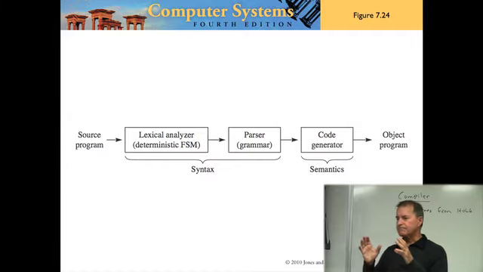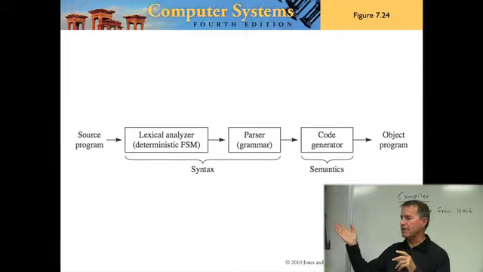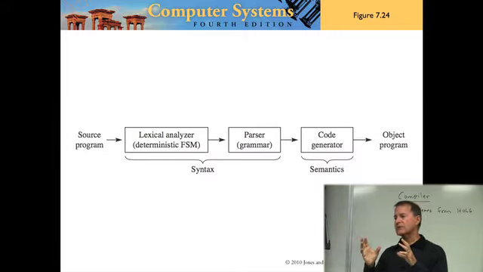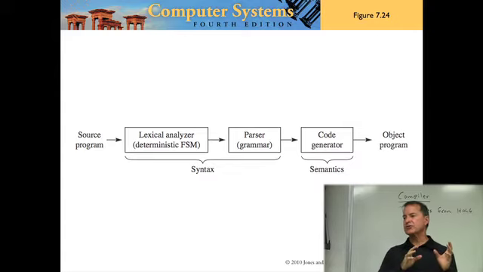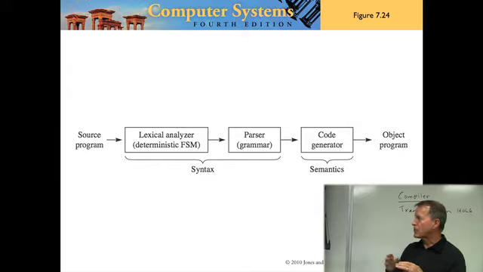If it's not valid, it stops and doesn't do anything with the semantics. But if it is valid, then it has to actually generate the code. So generating the code is semantics. Semantics is the meaning, and the meaning of a program is what it does when it executes. Are you with me? Okay.